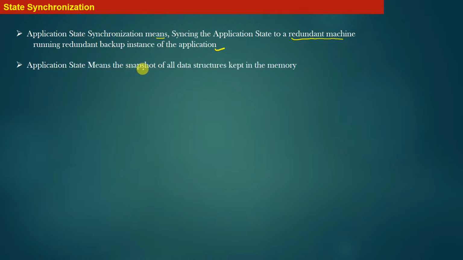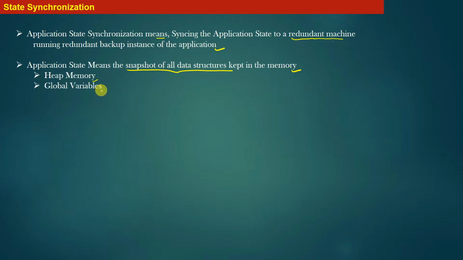So application state means the snapshot of all data structures kept in the memory, right? Of course, you have an application, and the application may have various data structures which are kept in the memory. The snapshot of all those data structures at any point of time is called application state. That application state comprises all the data structures kept in the heap memory of the application. Any memory which your application creates using the malloc system call is allocated from the heap, right? So all dynamic memory allocation that your application does is allocated in the heap region.